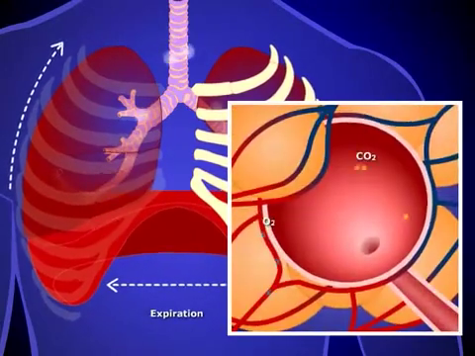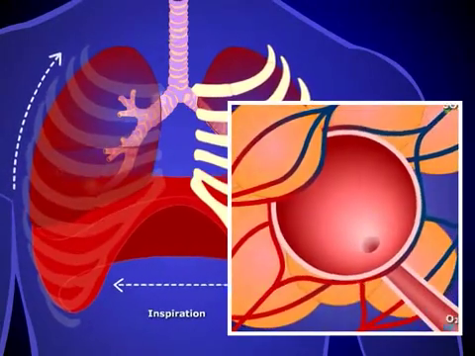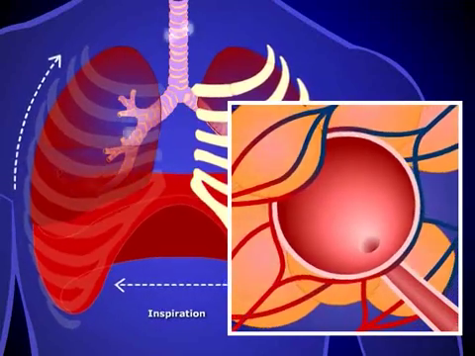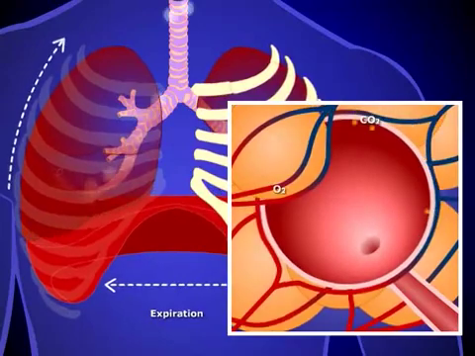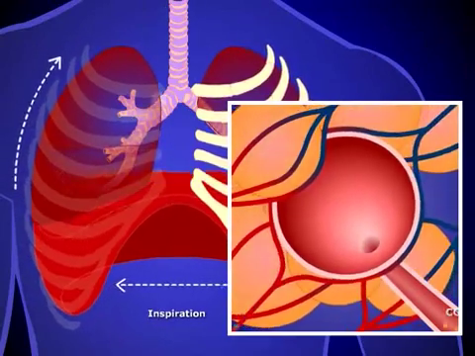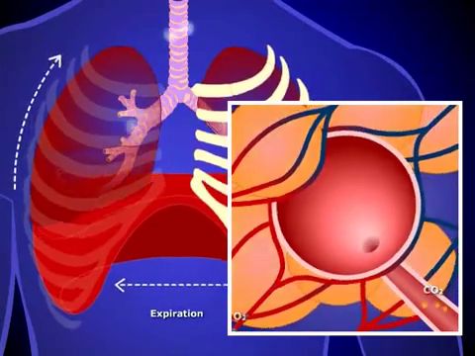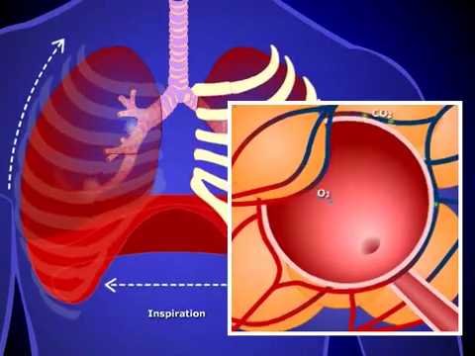When air from the outside, or atmospheric air, enters the alveoli during inspiration, oxygen moves from the alveoli to the capillaries by the process of diffusion. At the same time, carbon dioxide diffuses from the capillaries to the alveoli and is exhaled during expiration.